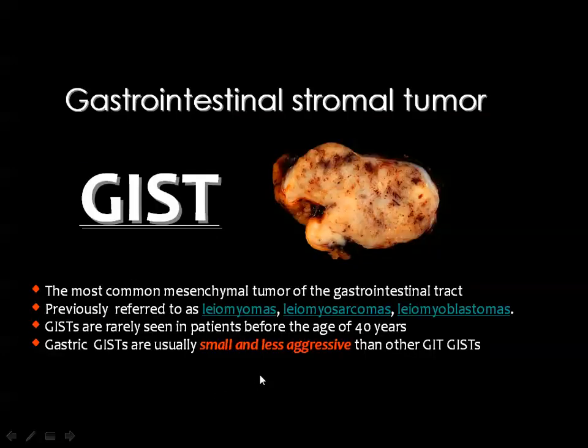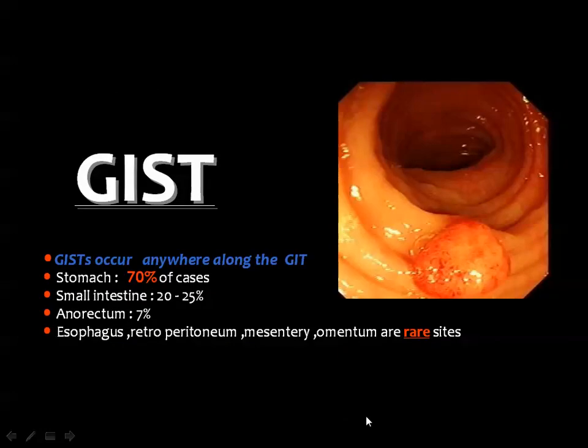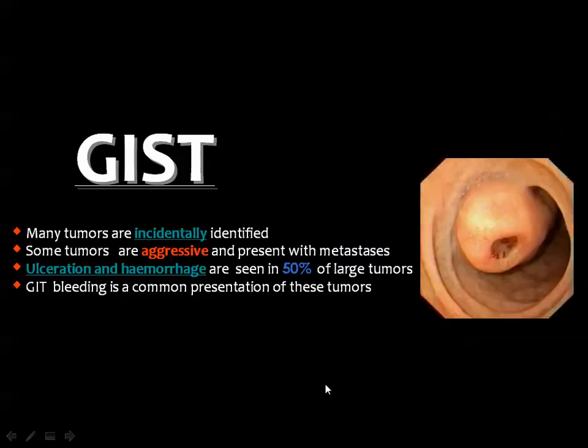GIST is considered the most common mesenchymal tumor of the gastrointestinal tract, and the most common site for GIST is the stomach, and the age of incidence is around 40 years old, and small lesions, as I have mentioned, are usually of less aggressive nature. GISTs occur anywhere in the gastrointestinal tract, most commonly in the stomach, less common in the small bowel, and much less common in the anorectum, and the rest of the GI tract is considered rare sites for GISTs.